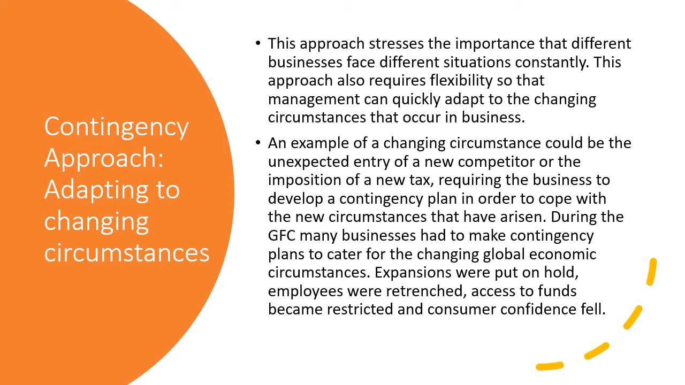An example of a changing circumstance could be the unexpected entry of a new competitor or imposition of a new tax. So let's say a new competitor comes out and you're not necessarily prepared for that. You need to quickly change things, or maybe you need to speed up the process. If a new tax comes out as well, and you've got to pay tax as a business, you might find that your prices go up because someone's got to pay for that tax. You don't necessarily want to do that. This requires the business to develop a contingency plan in order to cope with the new circumstances.